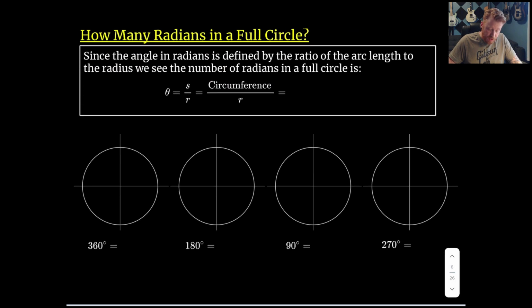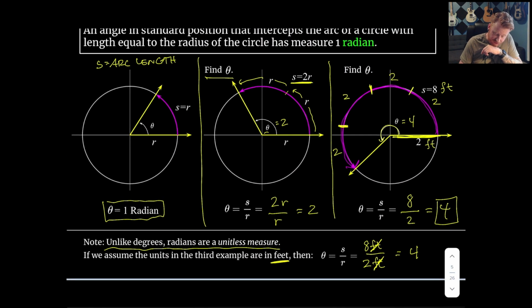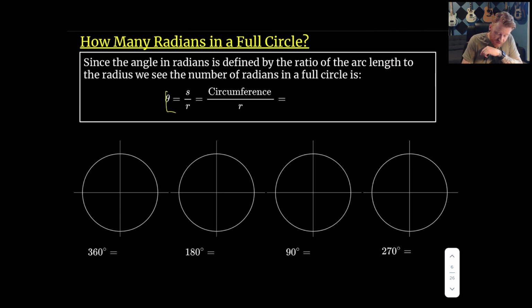All right, moving on. Maybe a natural question that you want to ask is, how many radians are in a full circle? We know there's 360 degrees in a full circle, but how many radians are in a full circle? Well, since we have that the angle in radians is defined by the ratio of the arc length to the radius, that's what we saw over here, and we were doing in all of these. We were taking the ratio of the arc length to the radius. So that's how we define the radian here. So since this is the way that we define it, let's look at an arc length of an entire circle. So if I want to look at 360 degrees, that means we're going to travel all the way around and complete a full 360 degrees.